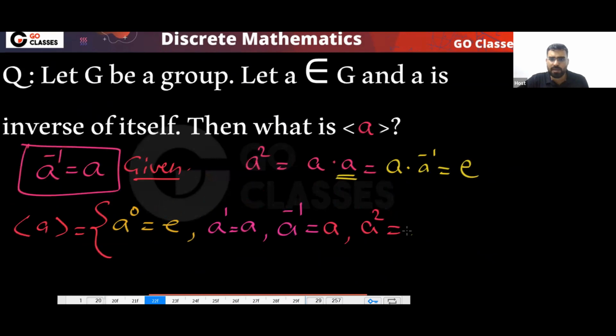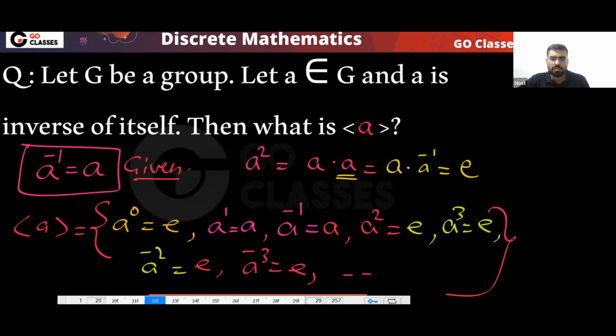So you can just apply this. A square also will be E. A cube also will be E. And what will be A power minus 2? That also will be E. A power minus 3 will also be E. So tell me, what is the subgroup generated by A?